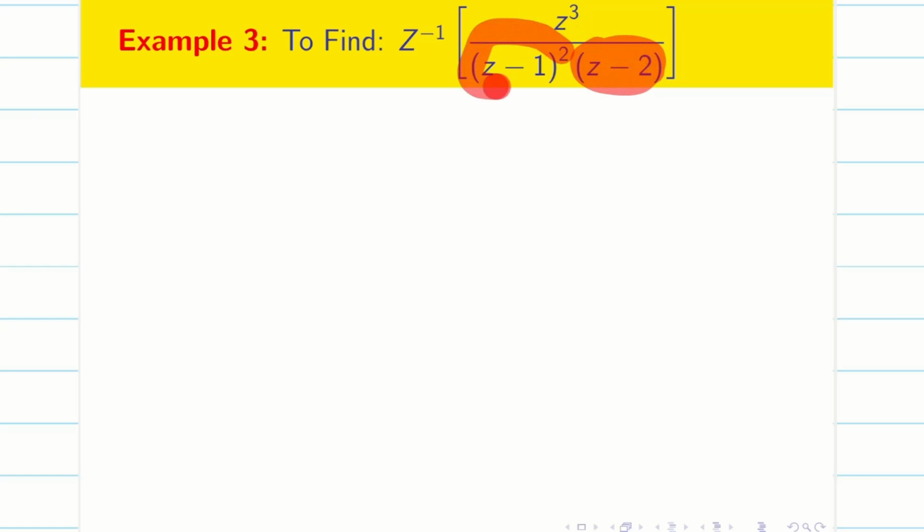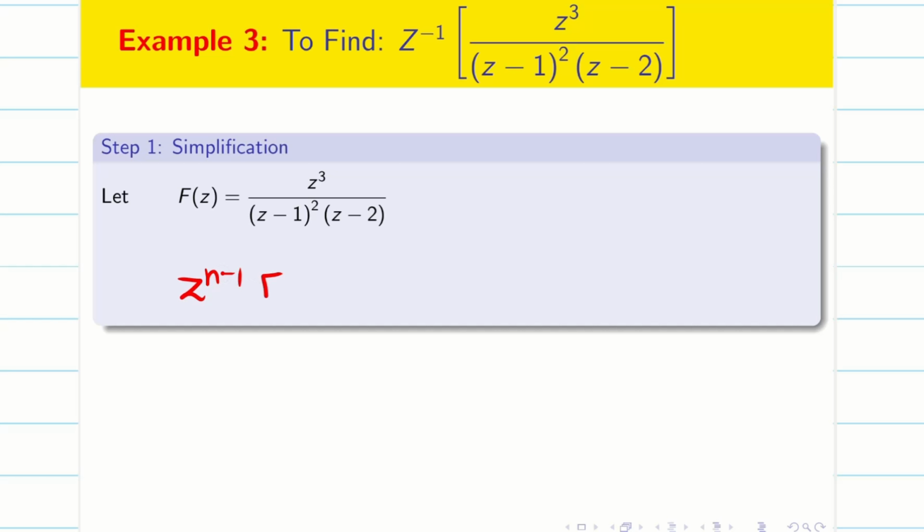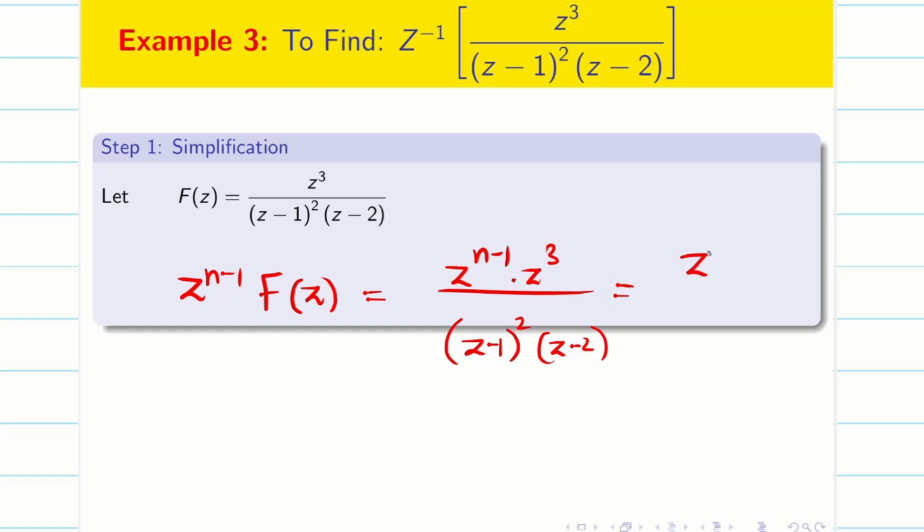Now let us go into a problem whose denominator has a pole of order 1 as well as a pole of order 2. Now multiply z power n minus 1 with f of z. We'll be getting z power n minus 1 into z cube divided by z minus 1 whole square into z minus 2. This is going to be z power n plus 2 over z minus 1 whole square into z minus 2. As I said, if it is z power n plus 2, don't worry. At the end of the problem, by substituting the value, we can split this.